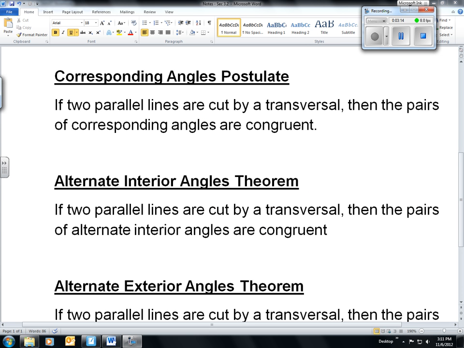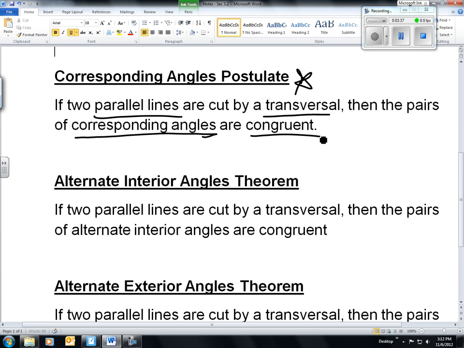Next, let's talk about the corresponding angles postulate. So here, we're going to be talking about this postulate. And again, postulate is something that is not proven, but we accept it as true anyway. So here, if two parallel lines, so key there, have to have parallel lines, and they're cut by a transversal, then the corresponding angles are congruent. So let's take a look in the diagram.